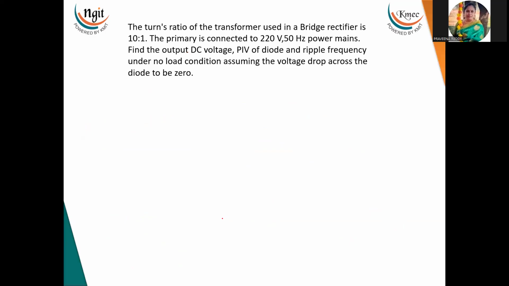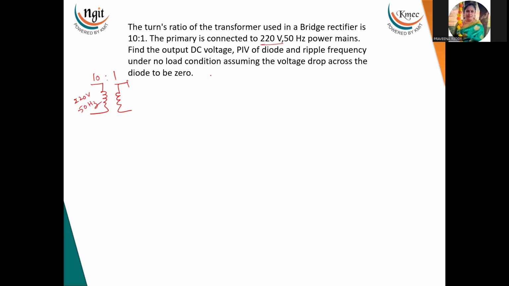Now next one is a bridge rectifier. Turns ratio is given, means what? Now input AC is connected to the transformer and the transformer turns ratio is 10:1. Secondary is 1 and primary is 10, and input is connected to the 220 volts 50 hertz. So input supply ratings are this. And now here the bridge is connected to the load, and find the DC output.